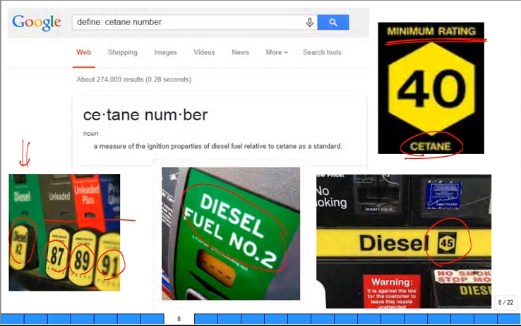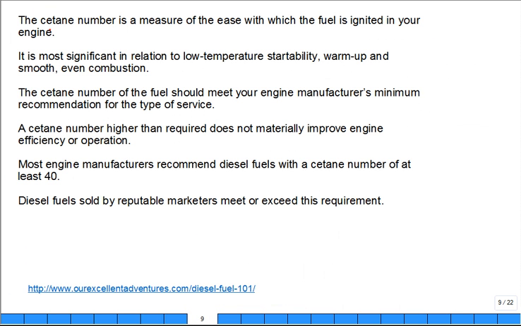Well, it's a measure of a property of the diesel, and it's related to ignition, okay? Just like the octane number. But the cetane number is a measure of the ease with which the fuel is ignited in the engine. It's significant for low temperature stability, for warm startups or cold startups, for smooth and even combustion. The cetane number should meet your engine manufacturer's minimum recommendation.